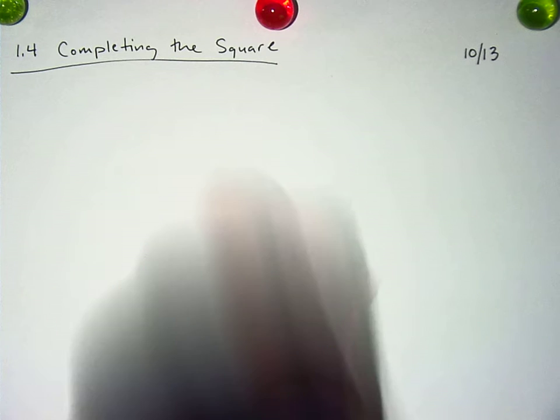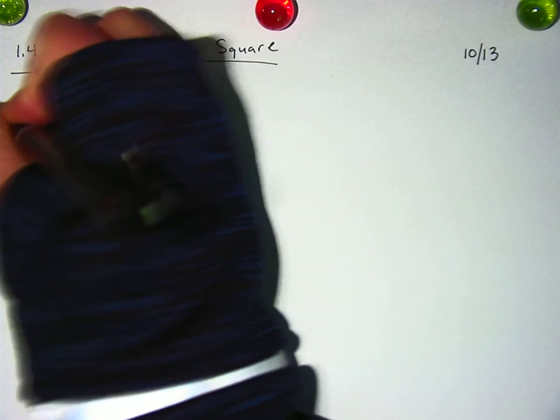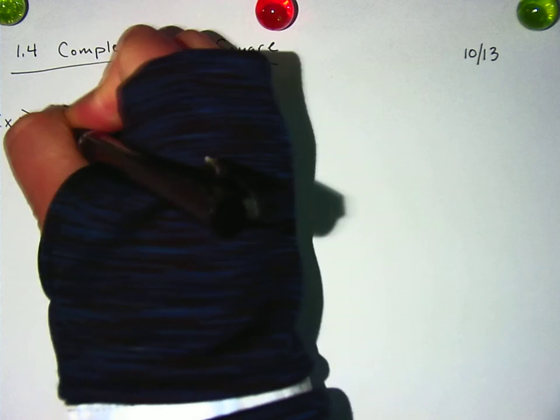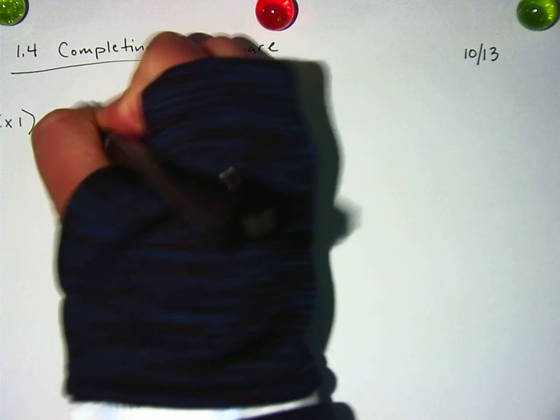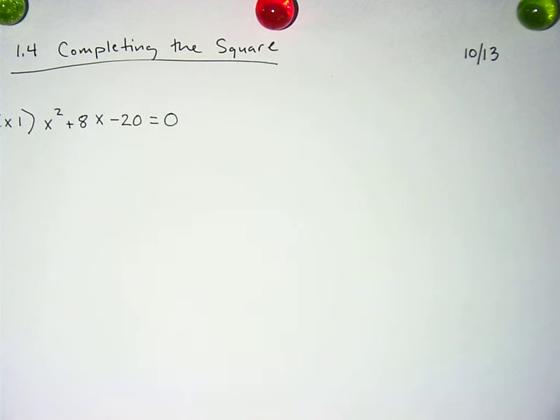So, completing the square is something that's done with a problem like this. Everybody write it down.